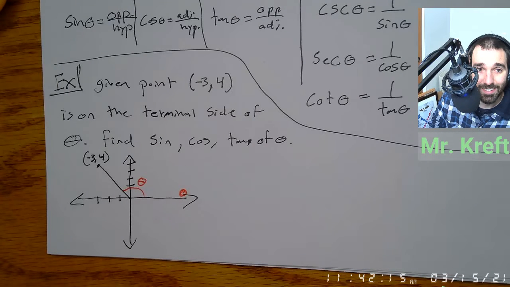Okay, so what we're going to do is we're going to find sine, cosine, and tangent. Now I picked this one because we're in the second quadrant, so that makes it a little bit more juicy, right?